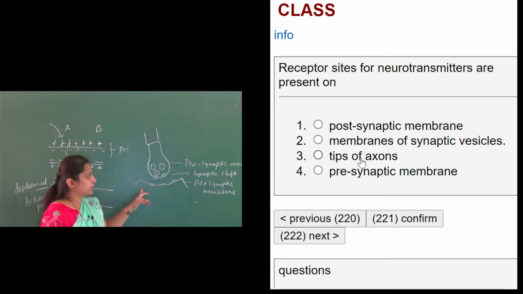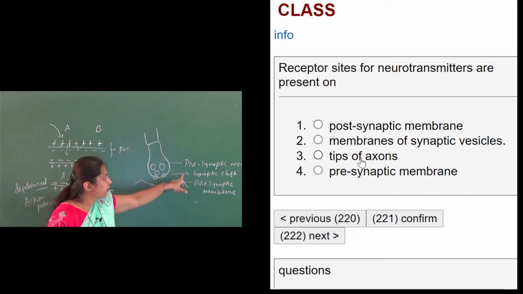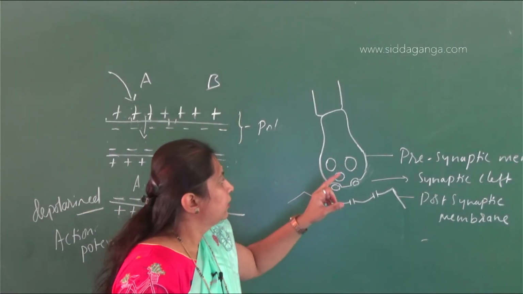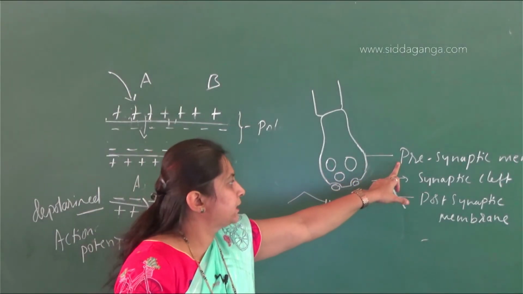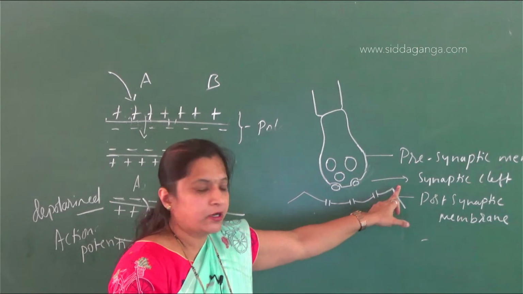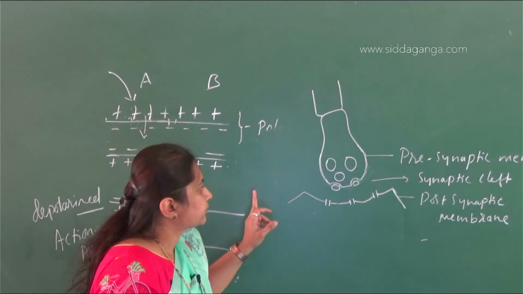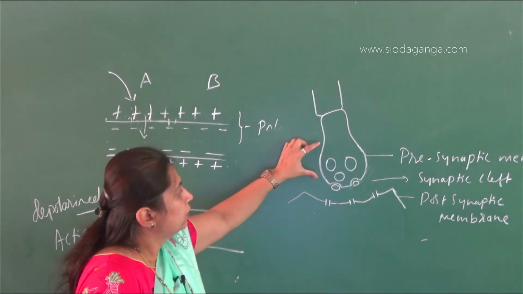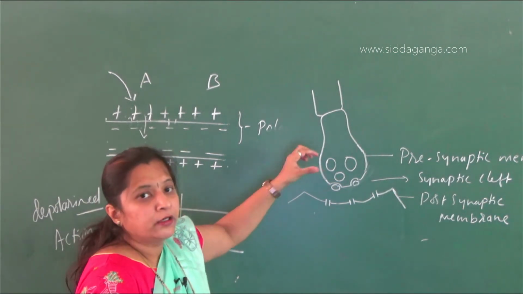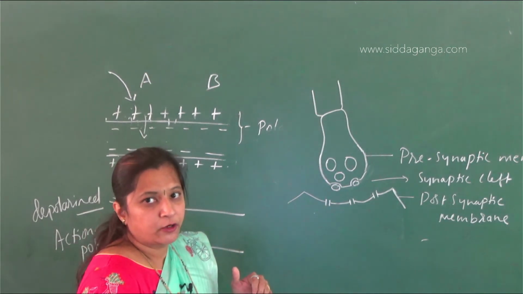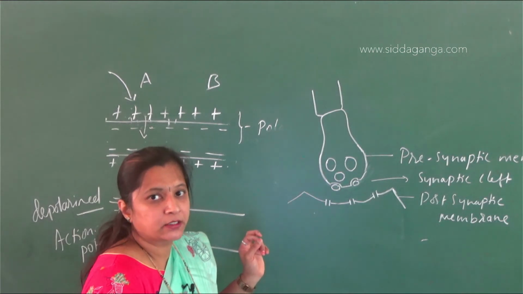See here, as I said, the nerve impulses are transmitted from one neuron to another neuron through a synapse, which is formed by a presynaptic membrane, a synaptic cleft and a postsynaptic membrane. Got it? So here the nerve impulses are transmitted from one neuron to another neuron with the help of neurotransmitters.